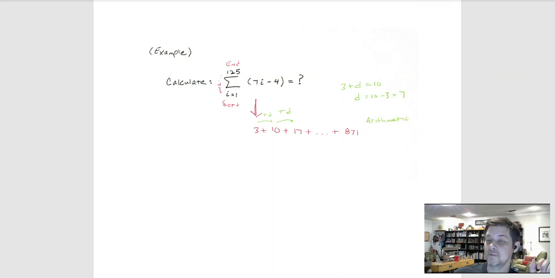I didn't want to assume that. I wanted to show you how I would know. It is true that if you take any number and you add 7, you get the next number. And you could verify that all the way through here if you wanted to, okay? All right, so let's see. This is arithmetic, and I guess what I'm saying I want is the sum of the first 125 terms of it. Like, what's 3 plus 10 plus all the way up to 871? There are 125 terms in this sequence.